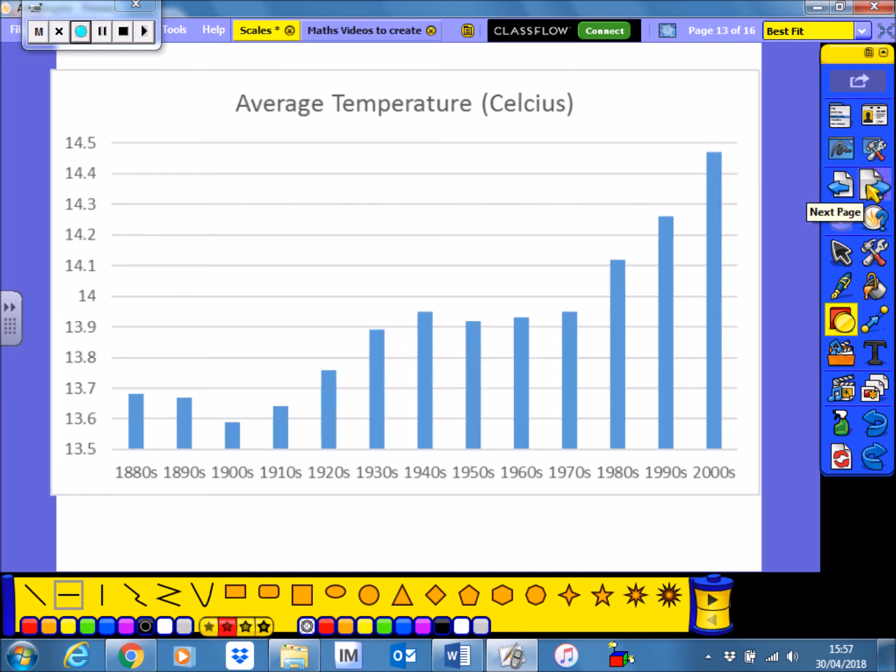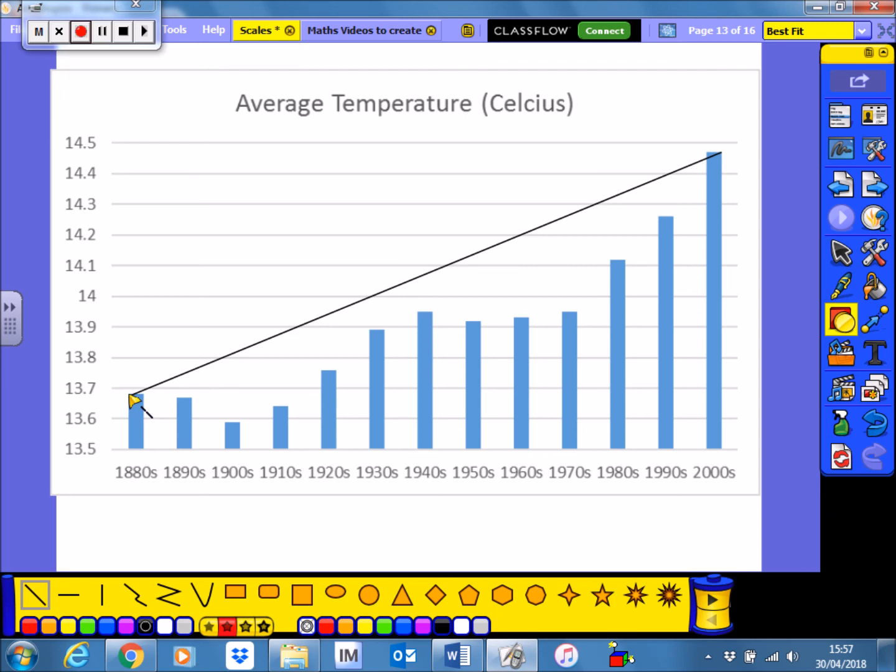The thing is, if we zoom in on this graph, what we see is something quite different. We see quite a big increase overall here. So yes, the increase is just happening tiny bit by tiny bit, but it's a very definite increase. From the 1880s, we're down at just 13.7-ish degrees, a little bit below 13.7. Whereas by the 2000s, we've gone up to over 14.4, probably about 14.47 now. So there's a very clear increase.